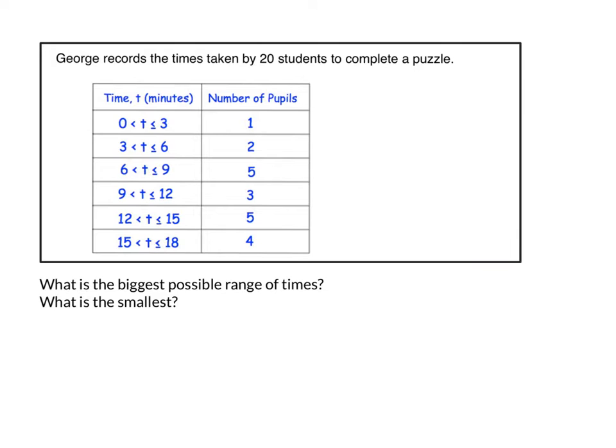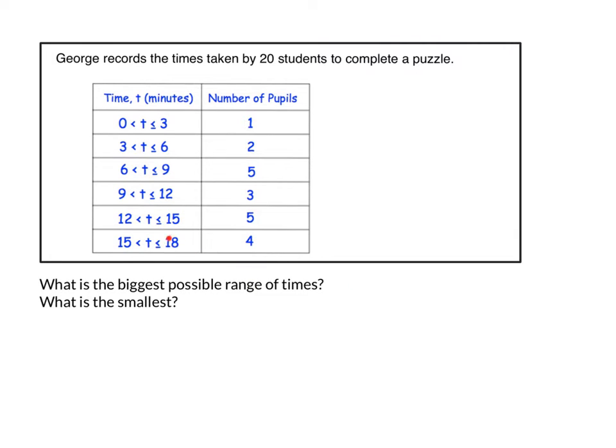So they can't ask you for the exact range because we don't know whether this one pupil here took 1 minute or it took them 3 minutes. We just don't know. Could have taken 0 minutes for all we know. And the same goes for the other end. It could have taken all of these 4 people 15 minutes. It could have taken one of them 18 minutes. We just don't know. So the biggest possible range would be, therefore, what's the widest gap.